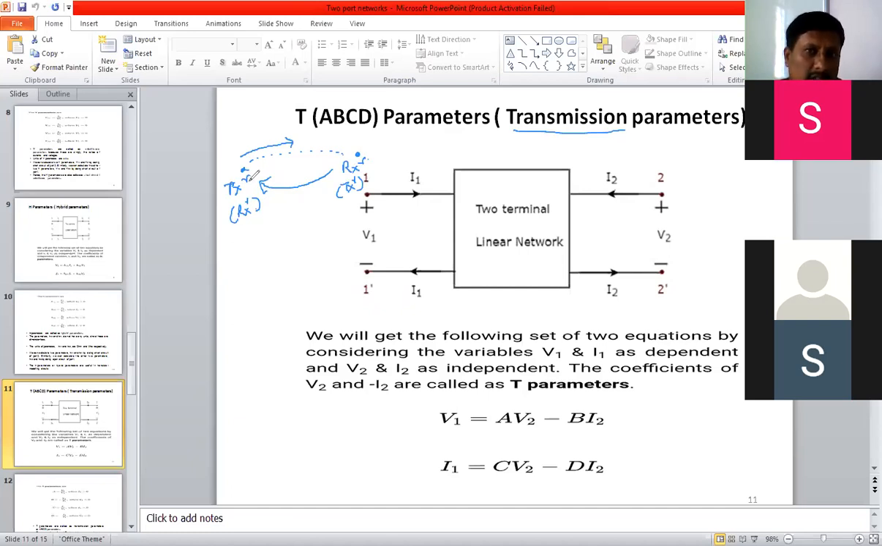So we are talking about only one way communication, that is, here suppose communication is happening only from transmitter to receiver.